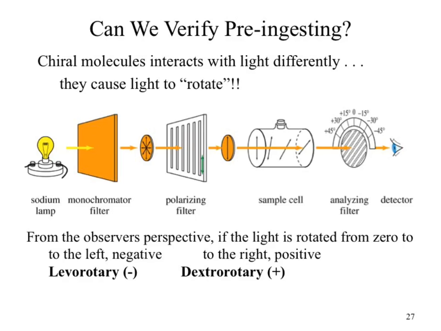If you are suspicious that something like that is happening, what would you do? Reduce it. What do you mean reduce it? You can reduce the path length. Let's say your equipment's fixed and you can't change the path length. Change the concentration of your sample and see how the light rotates.